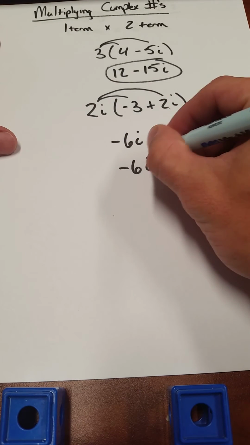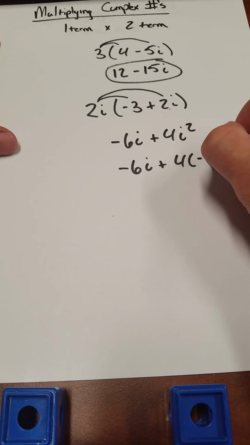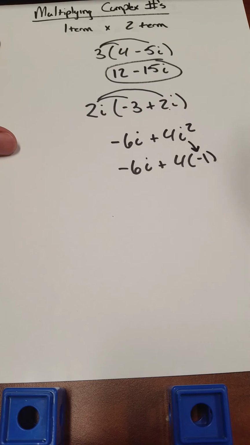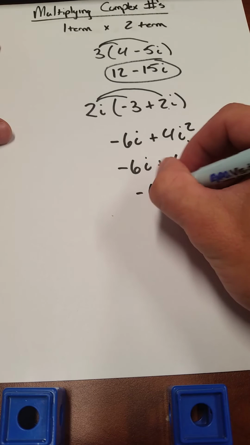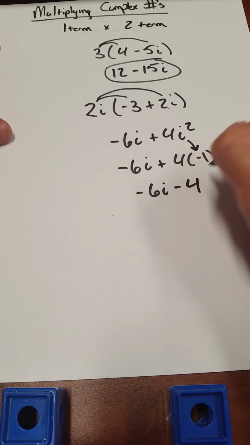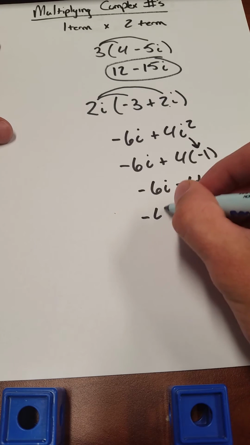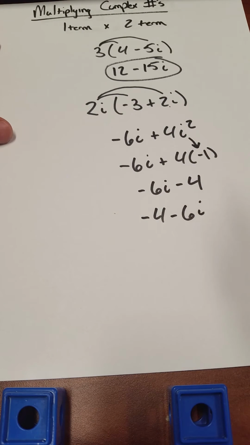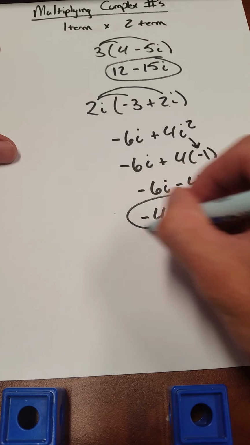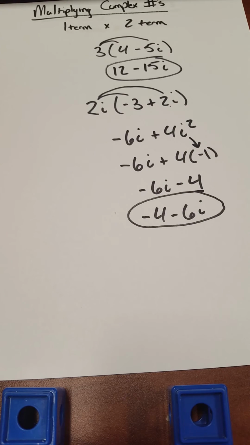So this is really negative 6i plus 4 times negative 1, because i squared is negative 1. So that turns this whole thing into negative 6i minus 4, because positive 4 times negative 1 is negative 4. But we need to write it in complex number form, so we need to put that part first. So that's how we would do that.